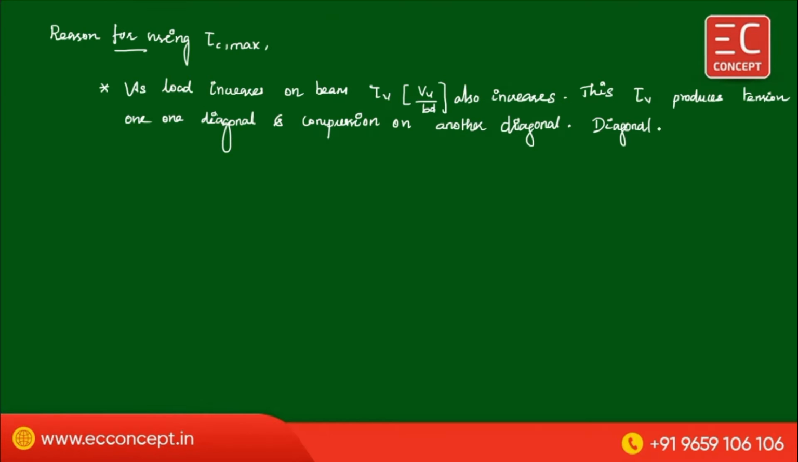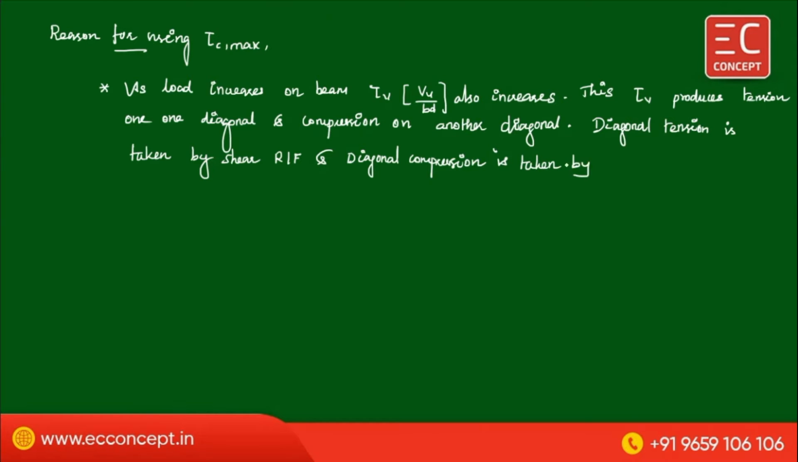We know that concrete is weak in tension, right? Therefore diagonal tension is here taken by shear reinforcement, and diagonal compression is here taken by concrete. That means tau C max. So this is the reason we are using this tau C max.